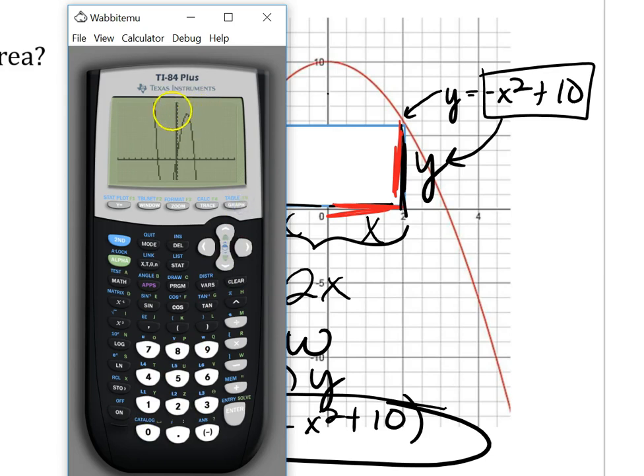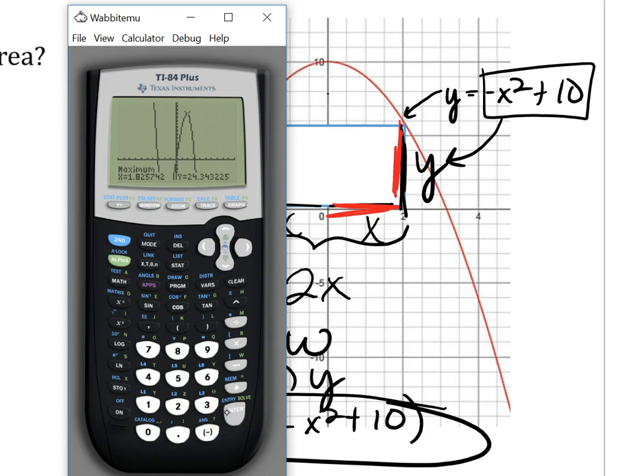That's the maximum I'm looking for, because I'm looking to maximize the area of this rectangle. I don't care about any of the negative x's over here because I can't have a negative length in the context of this problem. So I'll do a 2nd Trace, find my max, which is option 4. To the left of it, I'll hit 0. To the right of it, maybe I'll hit 10. That should capture it. And there you go.